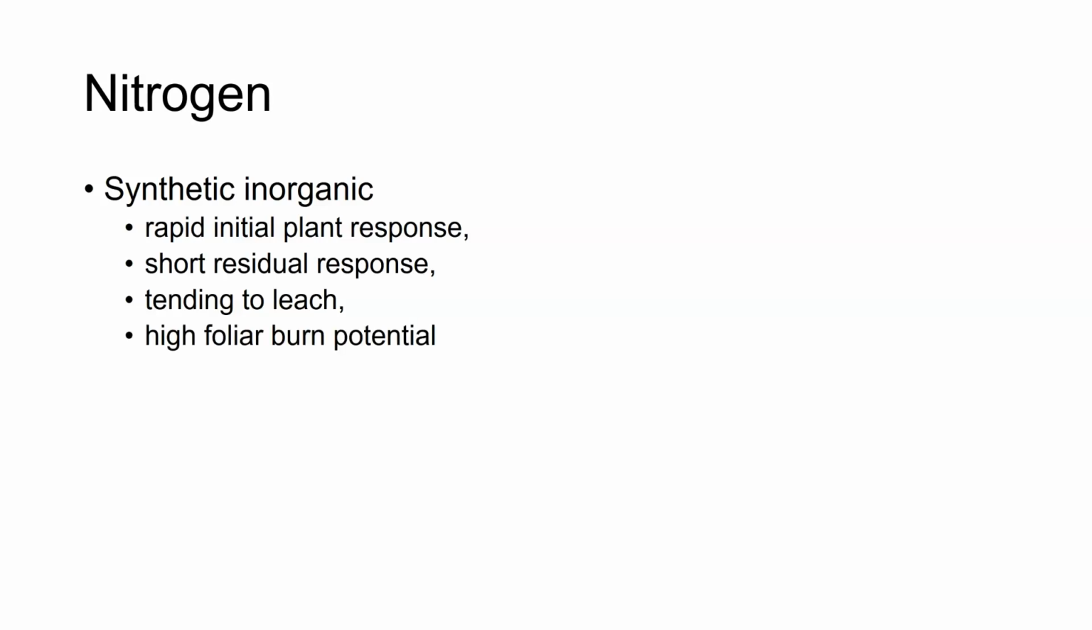We have the chance for a high foliar burn potential. These are soluble salts. You put too much soluble salt on something, it starts drawing the material out of it, and it's going to create problems. You have a high foliar burn potential with these. A lot of them are nitrates. All forms of nitrate are water soluble.